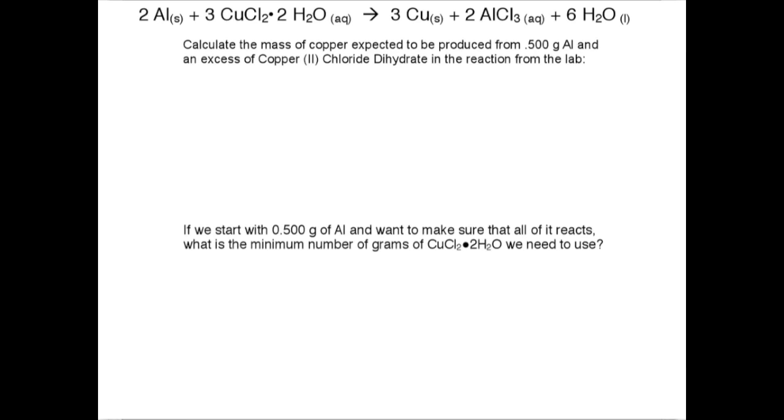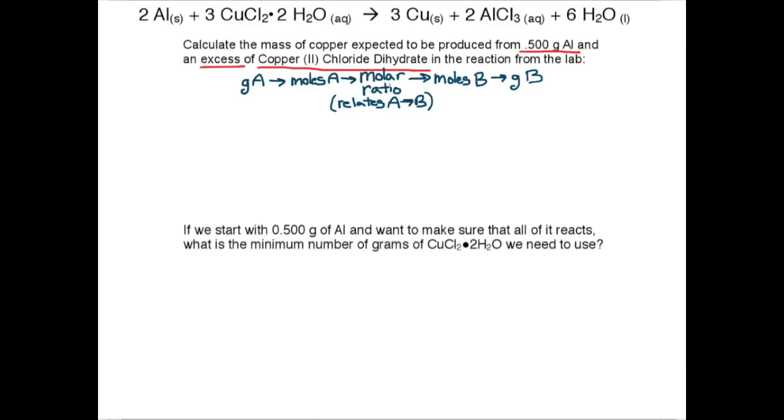Okay, let's try a real problem like the one from your lab. In this case, we'll say that we started with 0.500 grams of aluminum, but still in excess of the copper(II) chloride dihydrate. Now we'll bring back the framework from the other page, and now, as always, we start with what was given, which is the 0.500 grams of aluminum.